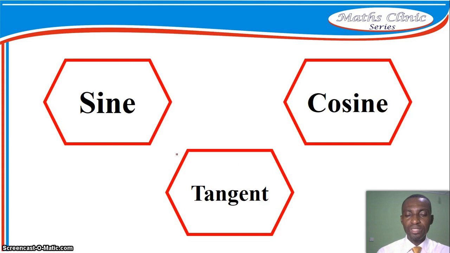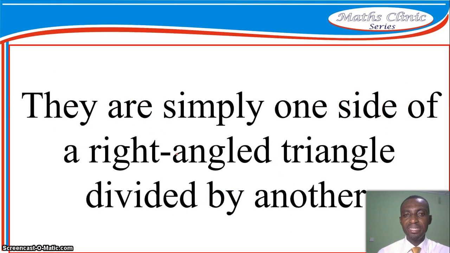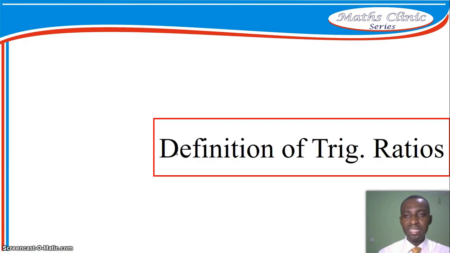Now, with trig ratios, there are three of them. We have the sine of an angle, the complement of the sine of an angle, which we normally call the cosine, then the tangent of an angle. Each of these has its own definition. Basically, they are all simply one side of a right-angled triangle divided by another. That is what defines trig ratios. So let's go into detail and see each of them.